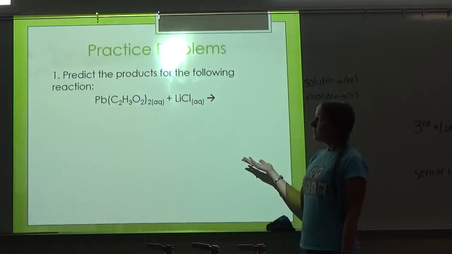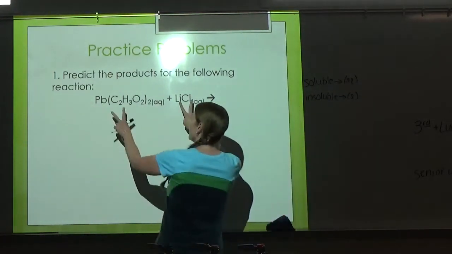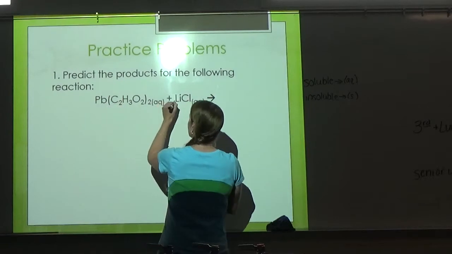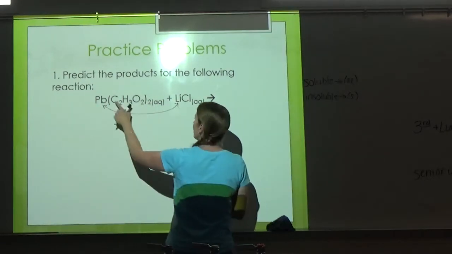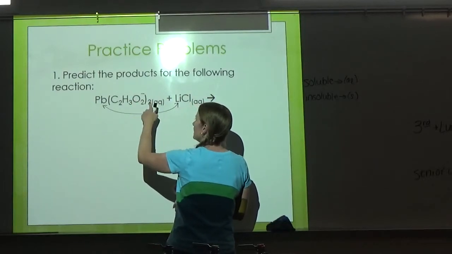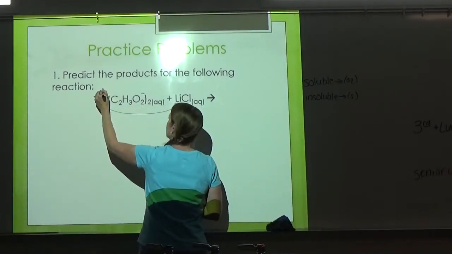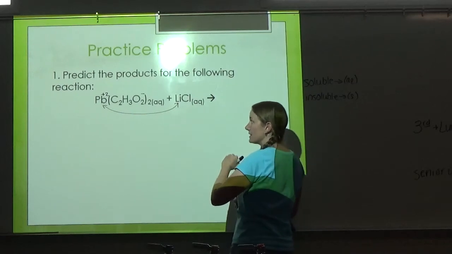So it says, predict the products for the following reaction. So again, I can tell it's double displacement because everybody's paired up. So I'm going to swap my two positives. So I'm going to go ahead and put my charges. So acetate is -1, but since there's two of them, that's -2. So lead has to be +2 this time.